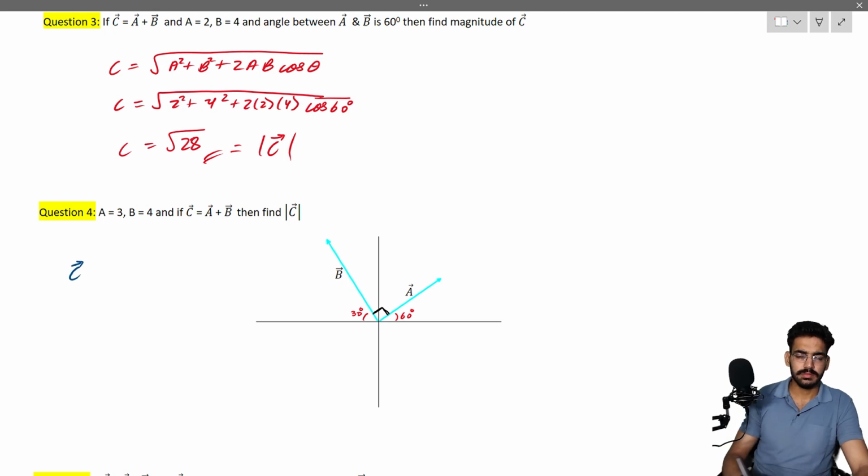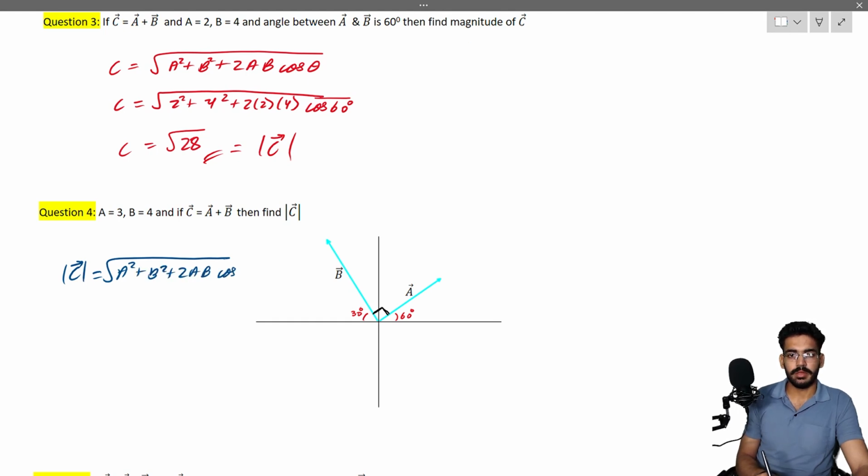Now I know the resultant magnitude formula. C magnitude is equal to under root of A square plus B square plus 2AB cos theta. And theta is the angle between them. What is the angle? We calculated 90 degree, right? So I will put that value. Put the values here: A square, that is 3 square, plus 4 square, plus 2AB, that is 3, 4, in cos 90 degree.